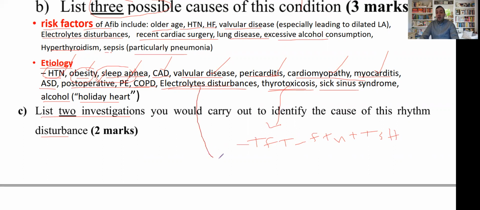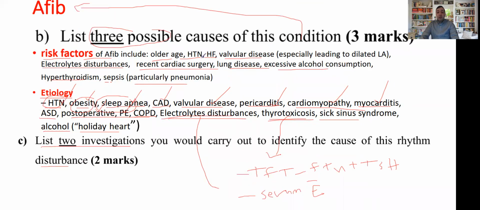I would like to check the extended serum electrolyte test, to check serum electrolytes, including the serum potassium, sodium, calcium, and magnesium. This investigation I would like to do. For example, two investigations you would like to carry out to identify the cause of rhythm disturbances. I think these are the two investigations you can mention.